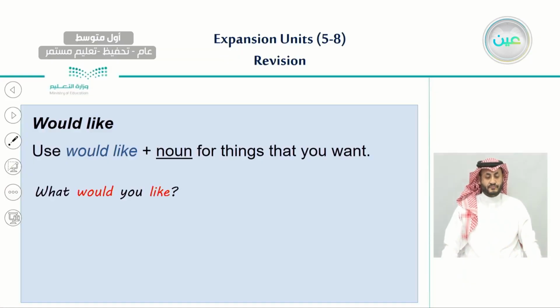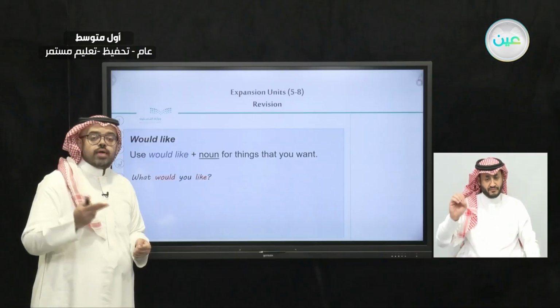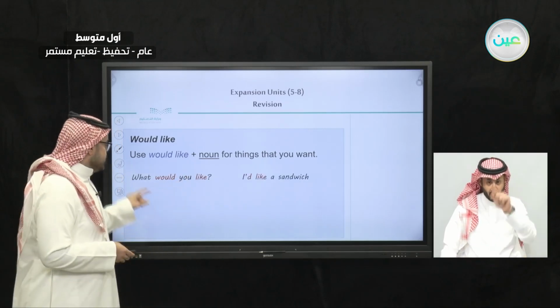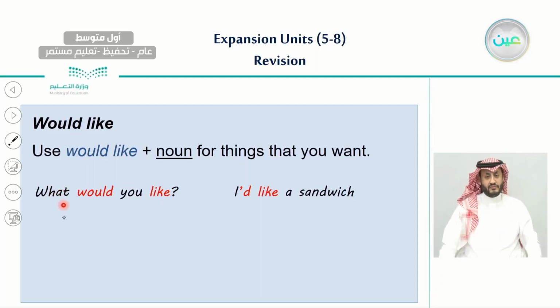Also, we have talked about how we can form a question with would like and would like to, and we said that we have two types of question using the verb would like. The first one is an information question that usually starts with what, when, where, and the double H question.